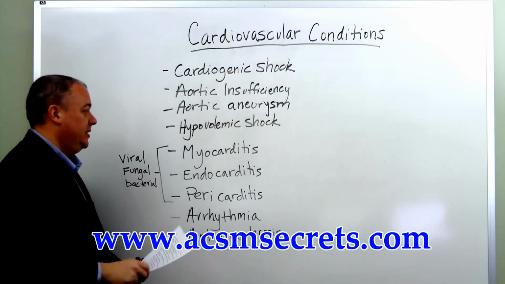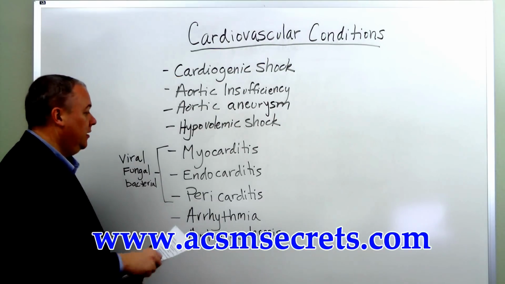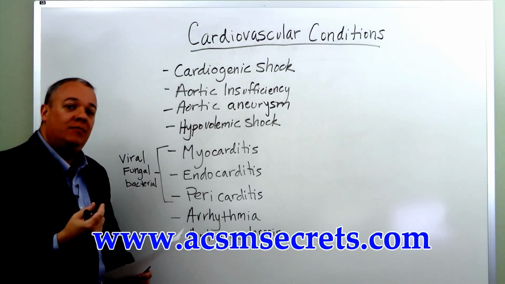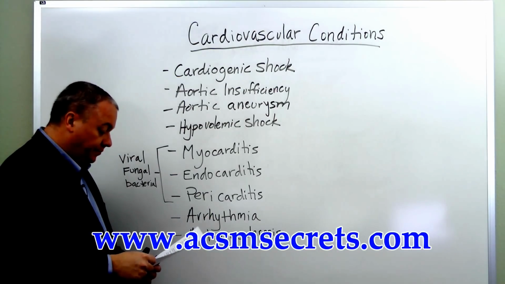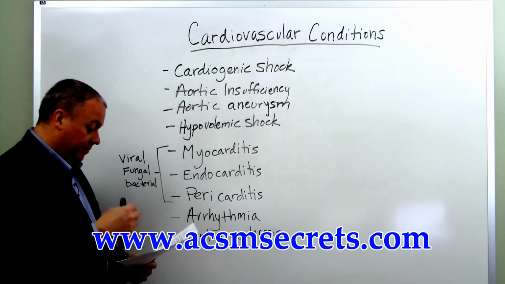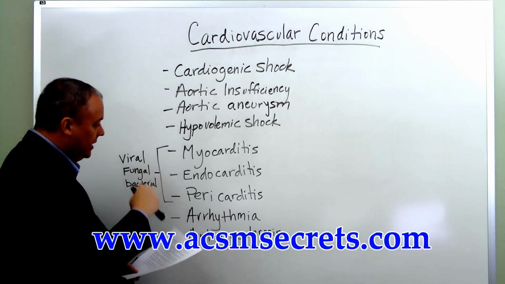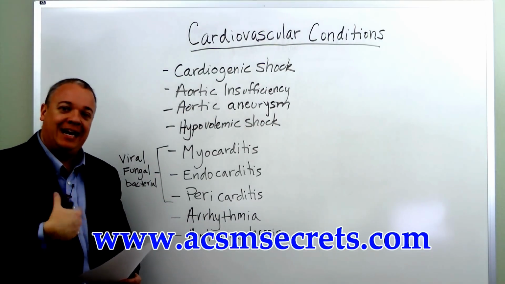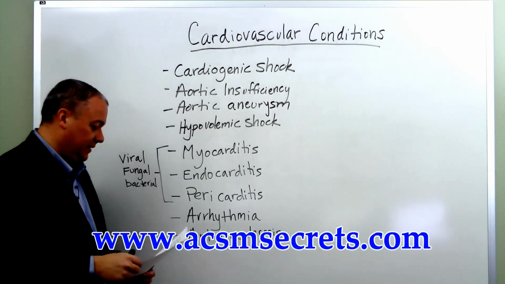In myocarditis, you have an inflammation of the heart muscle itself, and in endocarditis, you have an inflammation of the internal lining of the heart, and probably the heart valves as well get inflamed. And then in pericarditis, what you have is an inflammation of the pericardium, the sac that surrounds the heart itself.